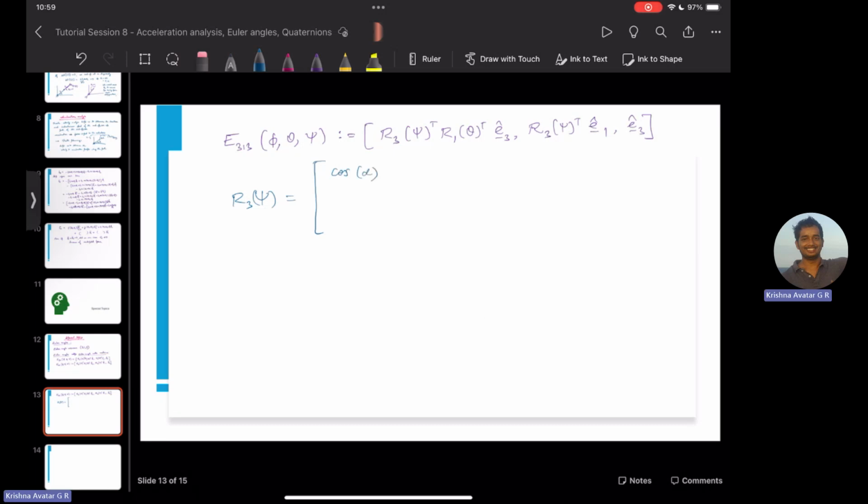We have cos alpha, sin alpha, 0; 0, minus sin alpha, cos alpha, 0; 0, 1. And of course, R1 theta would be about, say, the one axis. So the first column and the first row would be 1 followed by zeros. Then what we have is cosine theta, sin theta, minus sin theta, and then cosine theta.